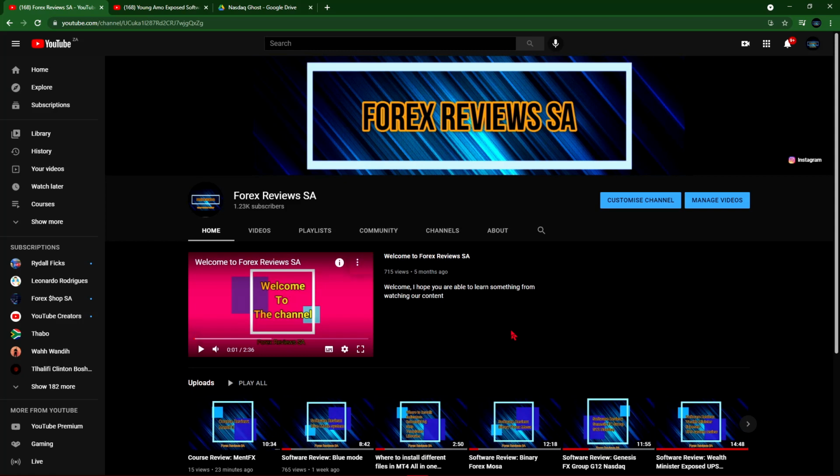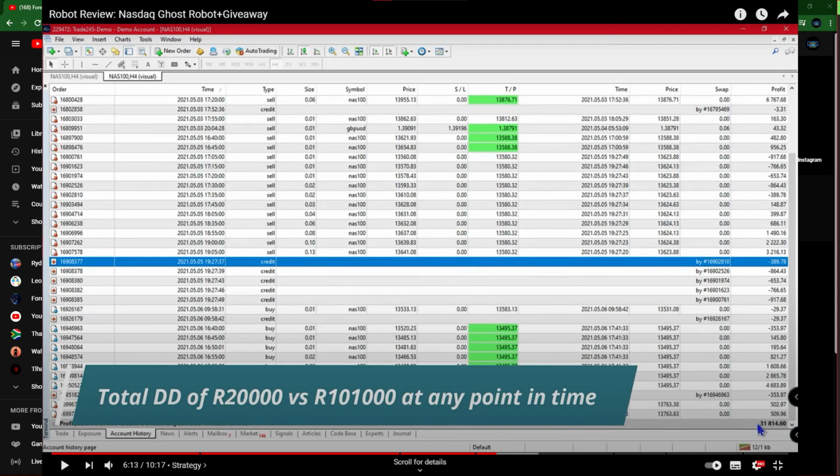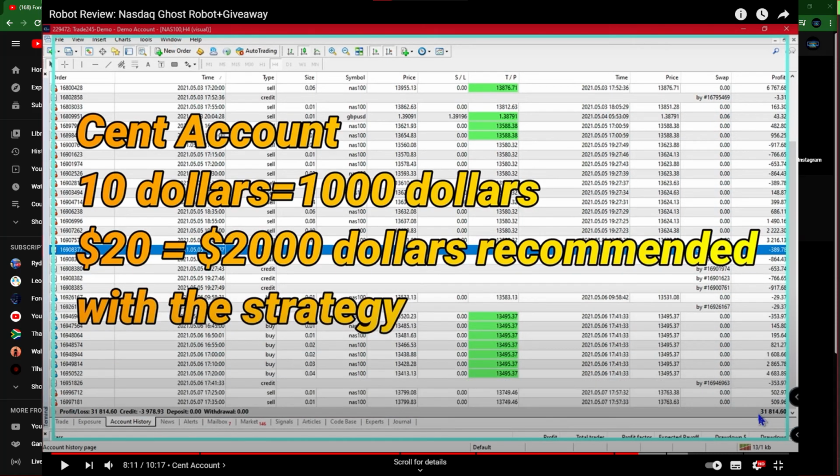So if you do remember that video, you'll also remember that the drawdown that was experienced during that period when I was using the recommended settings and recommended times was 20,000 Rand in drawdown, meaning that I recommended an account size of 2,000 US dollars, which translates to about 30,000 Rand. Or you could have used the alternative option of using a cent account, for example.